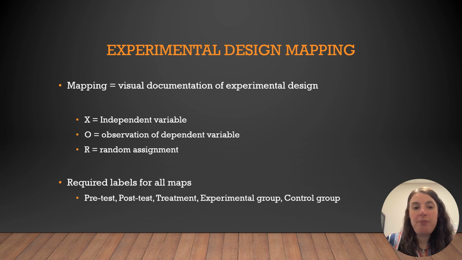In this mapping exercise, we will use the following labels. X stands for the independent variable, O stands for the observation of the dependent variable by the researchers, and a capital R stands for random assignment. Your experimental design maps will also include the labels of pretest, post-test, treatment, experimental group, and control group.